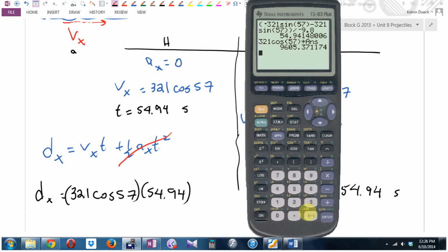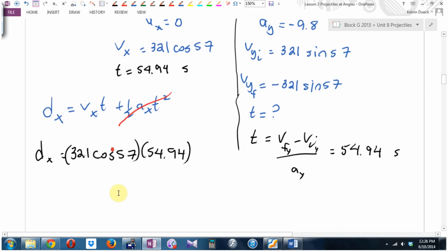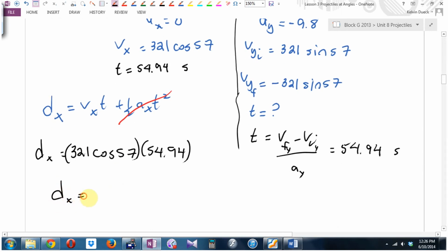Wow, 9 kilometers, nearly 10 kilometers. 9.6 times 10 to the third meters. 9.6 kilometers. Well, that's from about the Pitt Bridge. That would clear Garibaldi.